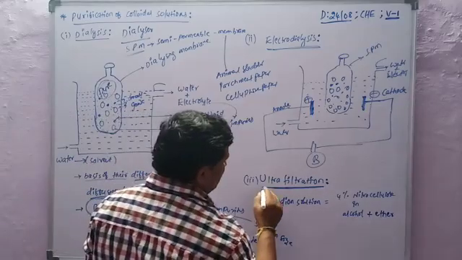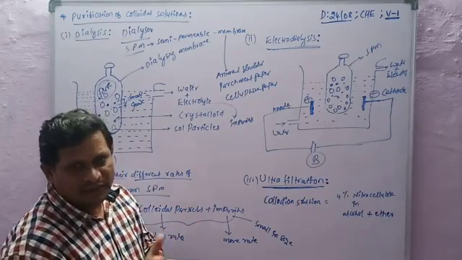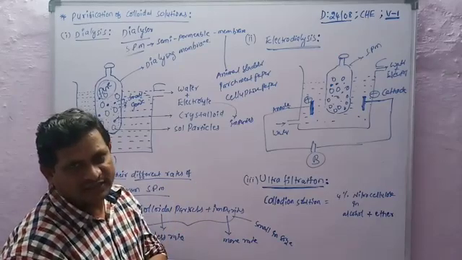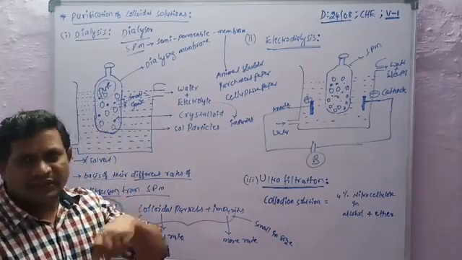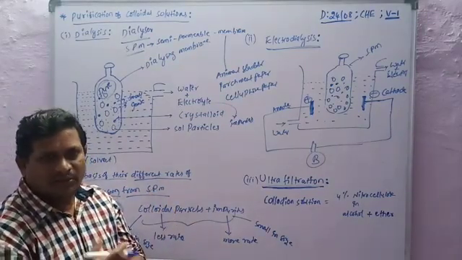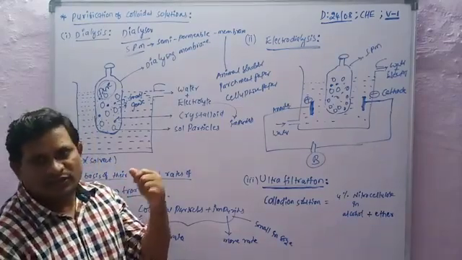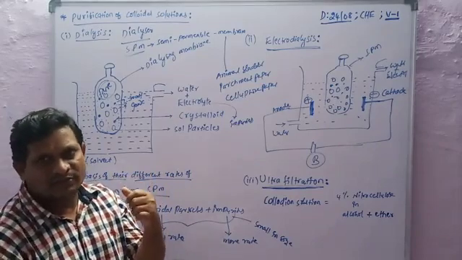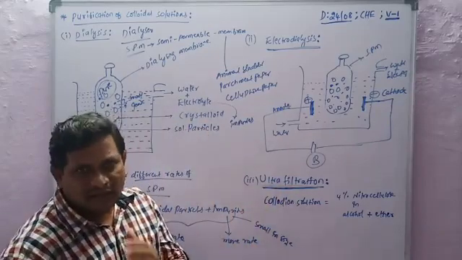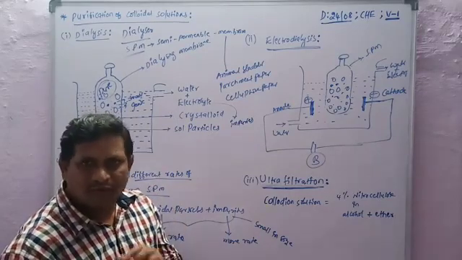Now the next type of purification method is ultrafiltration. Filter paper is used to separate two components. For example, if a precipitate is present in the solution, the solution is filtered through filter paper. The precipitate, an insoluble compound, stays on the filter paper, while the solvent passes through. But in ultrafiltration, very microscopic holes or pores are present in the filter paper.